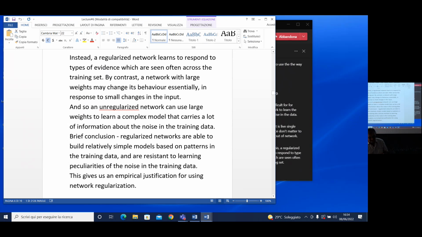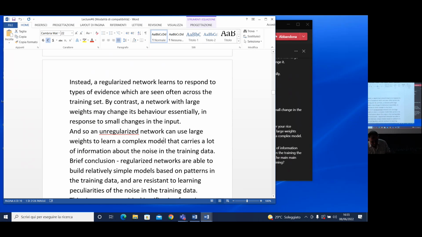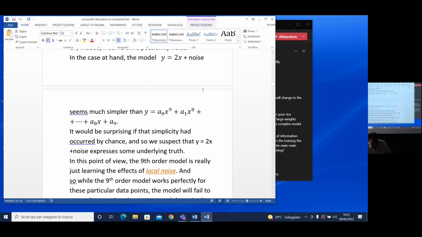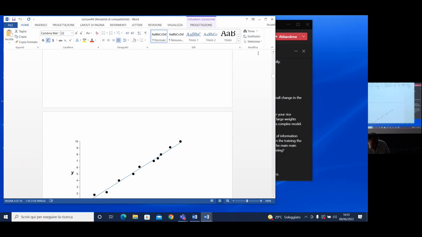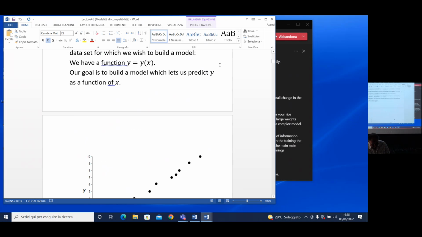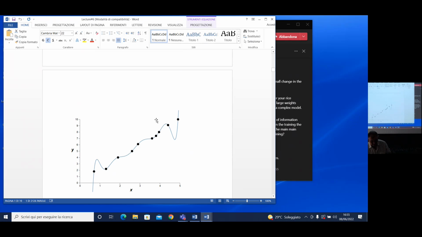So a network with large weights may change its behavior essentially, with big amplitude, in response to a small change in the input. And so an unregularized network can use large weights to learn a complex model that carries a lot of information about the noise in the training data. So what is the main source of our training problem? Overfitting, overtraining.